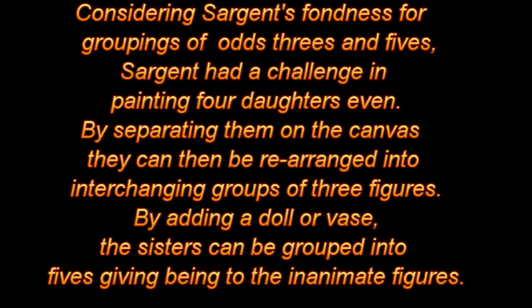Considering Sargent's fondness for groupings of odds, threes, and fives, Sargent had a challenge in painting four daughters, an even number. By separating them on the canvas, they can then be rearranged into interchanging groups of three figures. By adding a doll or vase, the sisters can be grouped into fives, giving being to the inanimate figures.